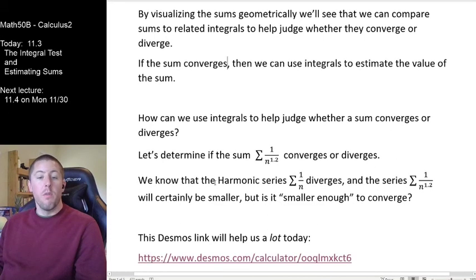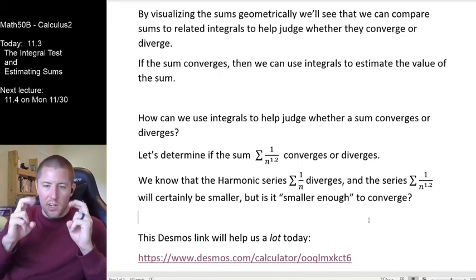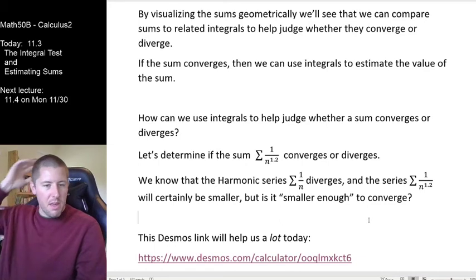What we know so far is that the harmonic series, the sum of 1 over n, definitely diverges. We looked at two different proofs of that in the last video. I can tell that the values 1 over n to the 1.2 are going to be a little bit smaller, because we're dividing by a slightly larger number, taking a slightly higher power on n. So that sum should certainly be smaller, but is it smaller enough to make it converge? I could take something that diverges off to infinity and subtract 1,000 from it. It's technically smaller, but it's still diverging to infinity.